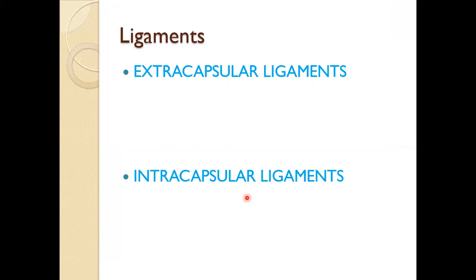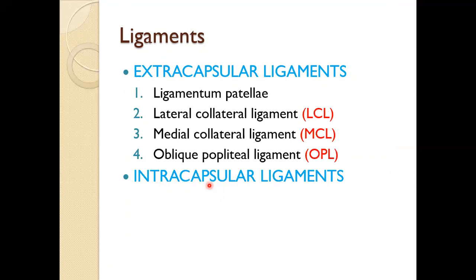One category is the extracapsular ligament. As the name indicates, these will be present outside the capsule of the knee joint. And the second category is the intracapsular ligaments. These will be residing inside of the capsular cavity.